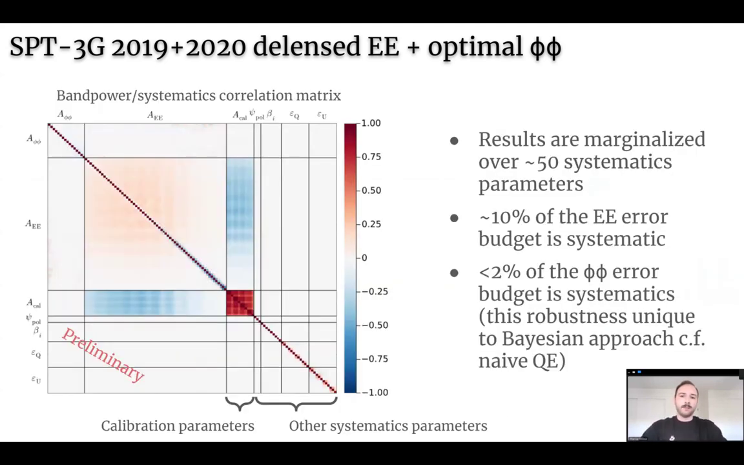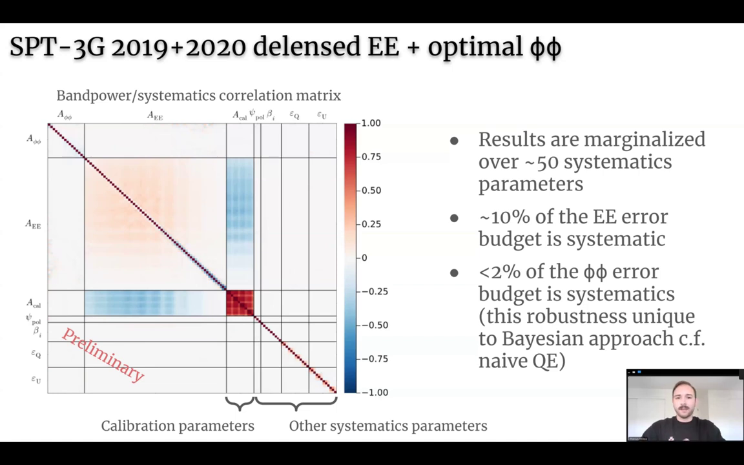We, of course, care a lot about systematics. So the results that you see, I've seen here, they've been marginalized over about 50 systematics parameters. This is the correlation matrix between the band powers, 5.5, and the EE. And then these are the 50 systematics parameters. About 10% of the error budget is systematic in EE.